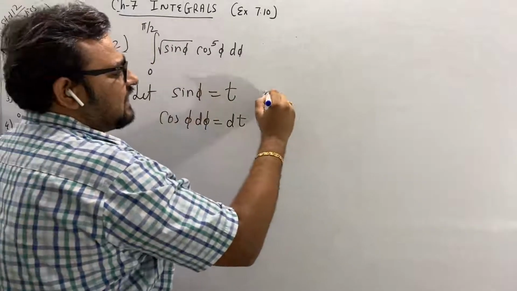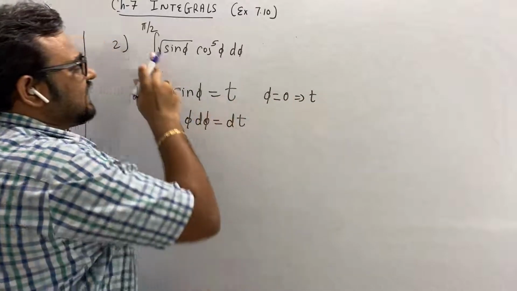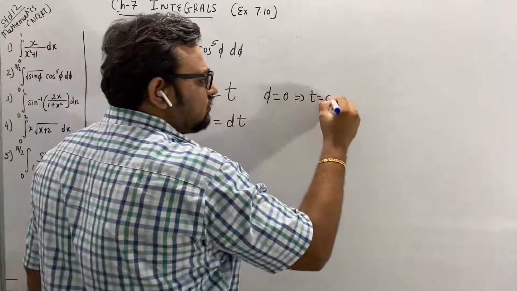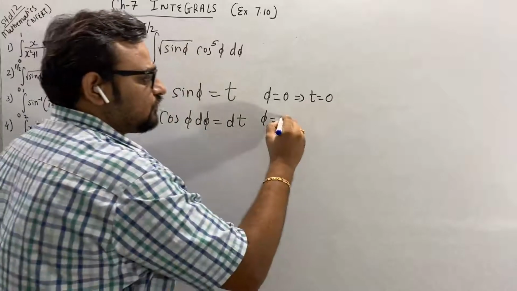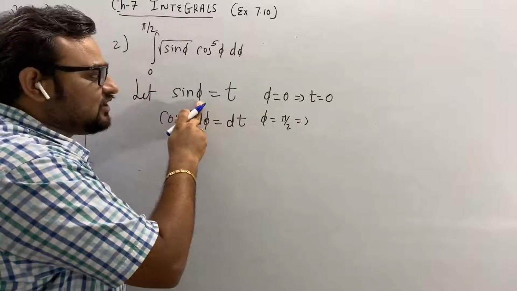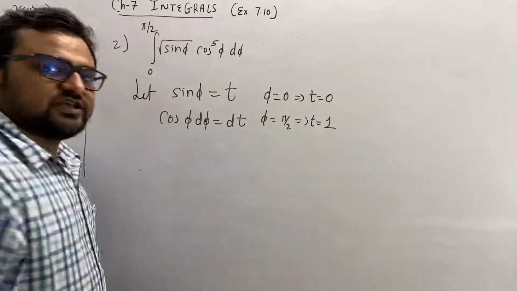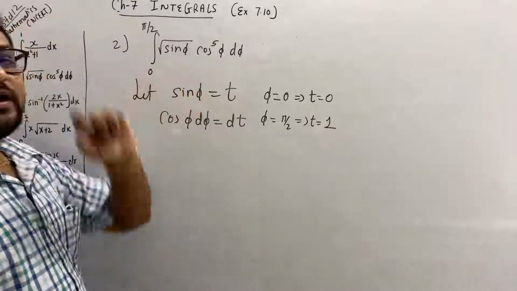Now when phi is equal to 0, what is sine 0? It is 0, so t will be equal to 0. When phi will be equal to pi by 2, that means sine pi by 2. What is the value of sine pi by 2? It is 1, so t will be equal to 1. So instead of replacing at the end, we will replace the lower and upper limit here.